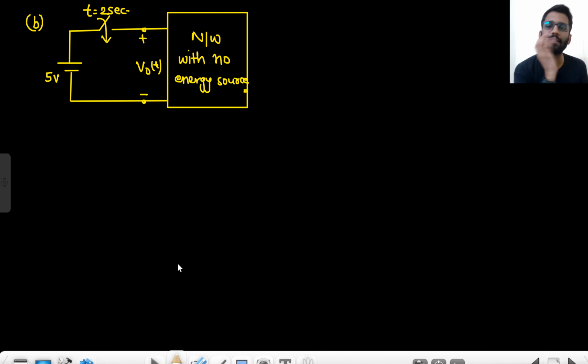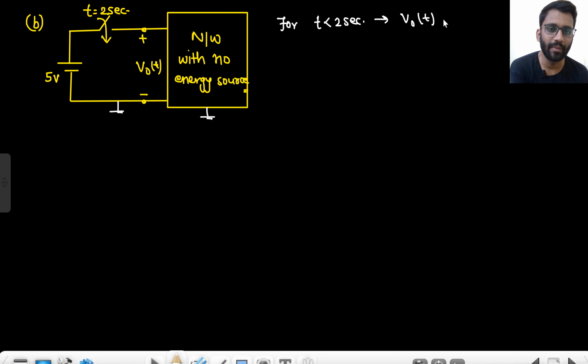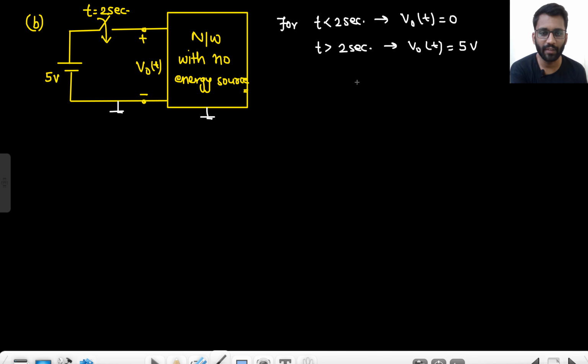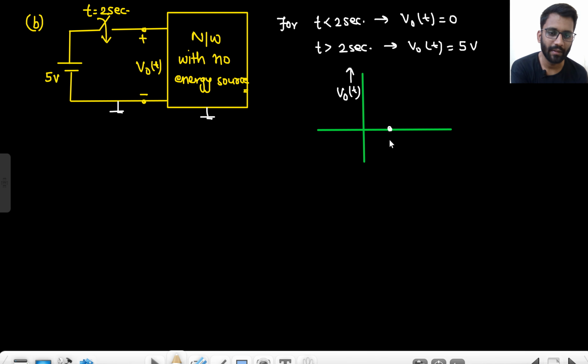Now this is one interesting problem. So tell me what will happen here. For t less than 2 seconds, this is grounded and this is also grounded. For t less than 2 seconds, your V0(t) will be 0, and for t greater than 2 seconds, your V0(t) will be 5 volt, right? So basically how will your graph look like? This is 2 seconds, right? This is 2 seconds.